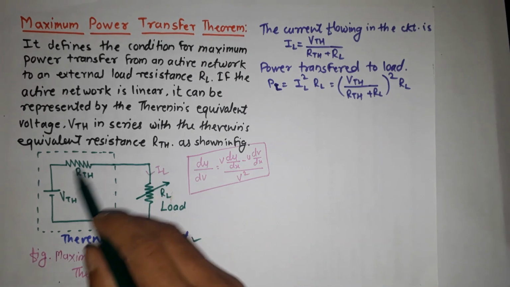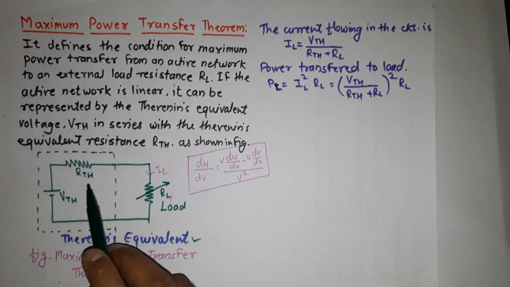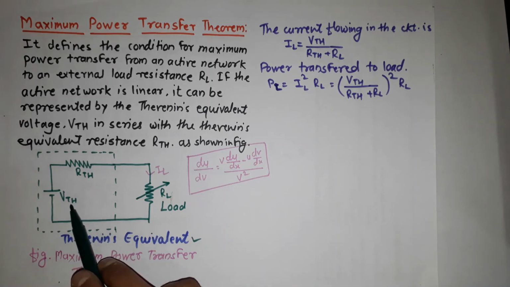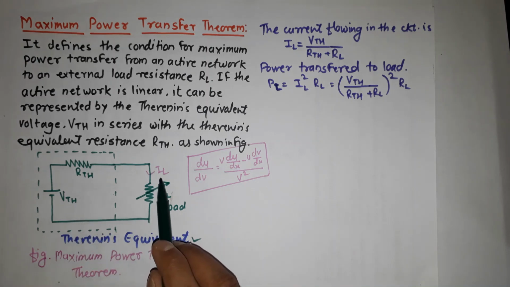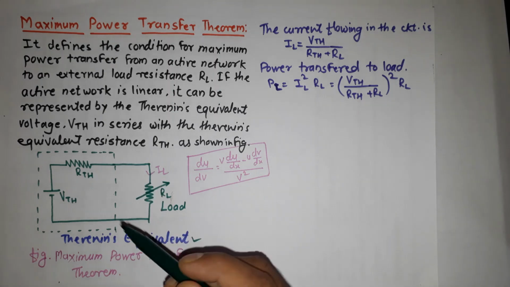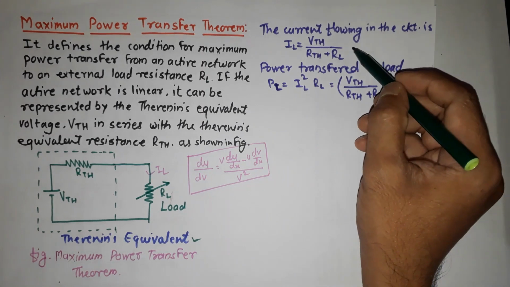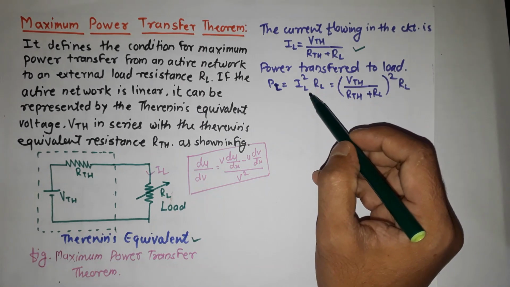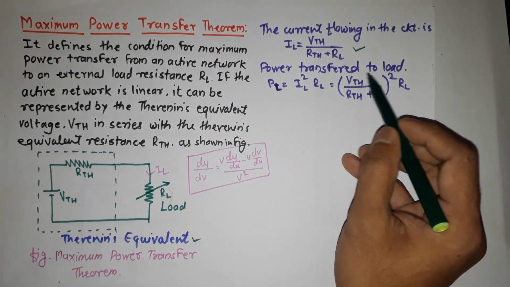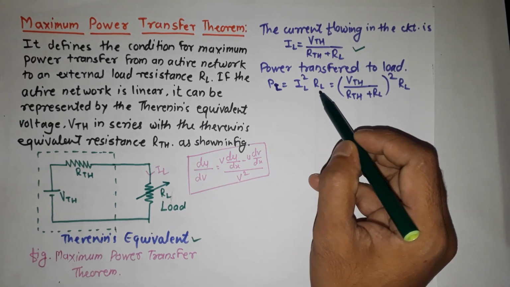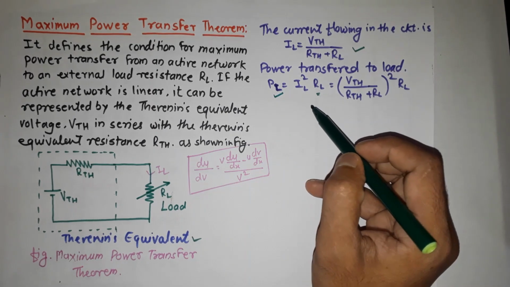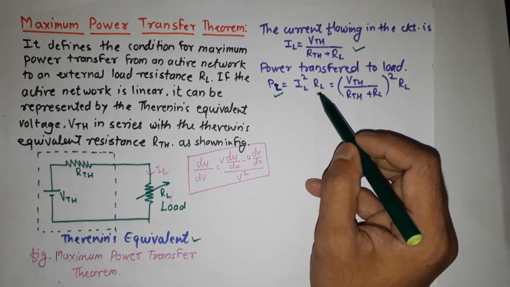Suppose from this network, RTH and RL are in series, with only one voltage source VTH. For finding IL, we use Ohm's law, which is voltage upon resistance. So IL is equal to VTH upon RTH plus RL. Then we know the formula for power. Since we are finding the power transferred to the load, it is I square R. We consider RL because we are finding the power delivered to the load. So it is IL square into RL.